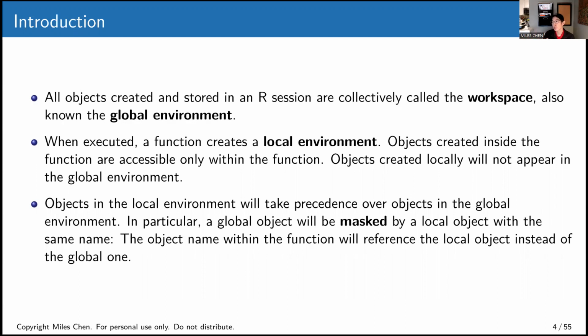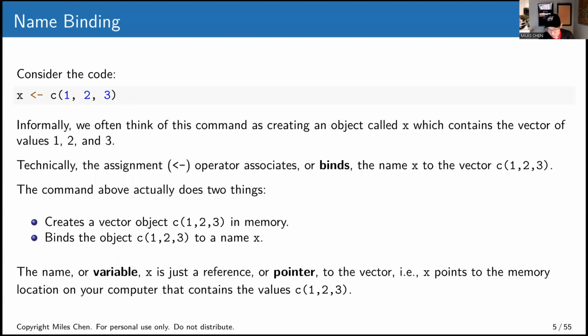So if we have two objects called X, and inside the function it asks for a value X, it's going to look for X in the local environment, and it's going to find it there, and it's going to ignore the X that exists in the global environment. And so we say the global object is masked by the local object with the same name, right? The object name within the function will reference the local object instead of the global one.